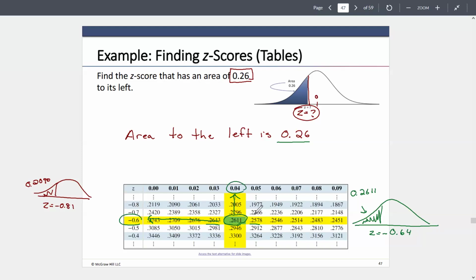Just combining those together. So we're going to also make the assumption that the area to the left is 0.26. As close as we can get, this is the area. So the z-score is also going to be negative 0.64. Like I said, it's an estimate. It's as close as I'm probably going to get. We probably should just say z is approximately negative 0.64.